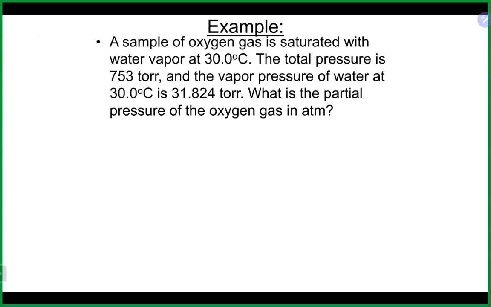So if we take a look at one, for example, here: the sample of oxygen gas is saturated with water vapor. So right there is the keyword, or phrase, that's very commonly used. And that tells me that I'm collecting this gas over water, and along for the ride is some water with the gas that I'm trying to collect. The total pressure is 753 torr, and the vapor pressure of water at 30 degrees is 31.824. What is the partial pressure of oxygen?